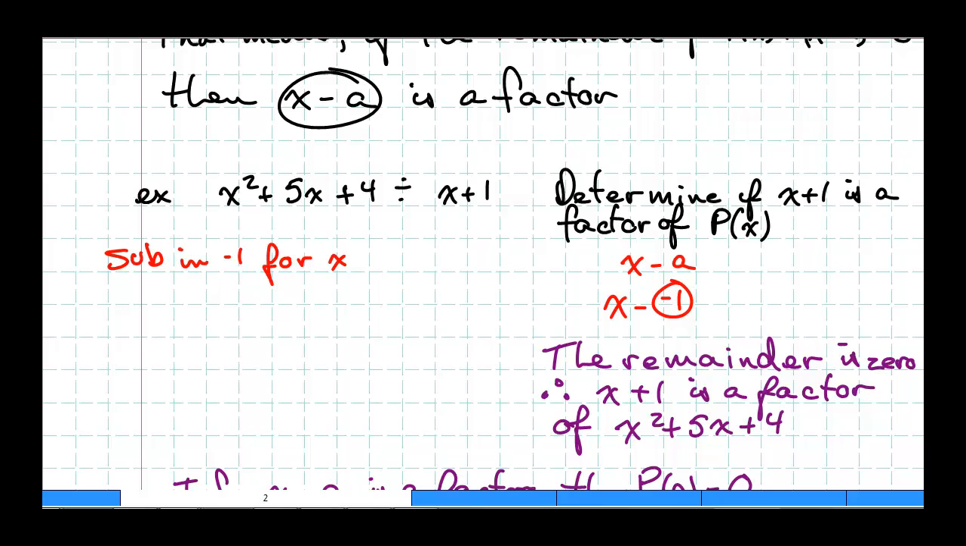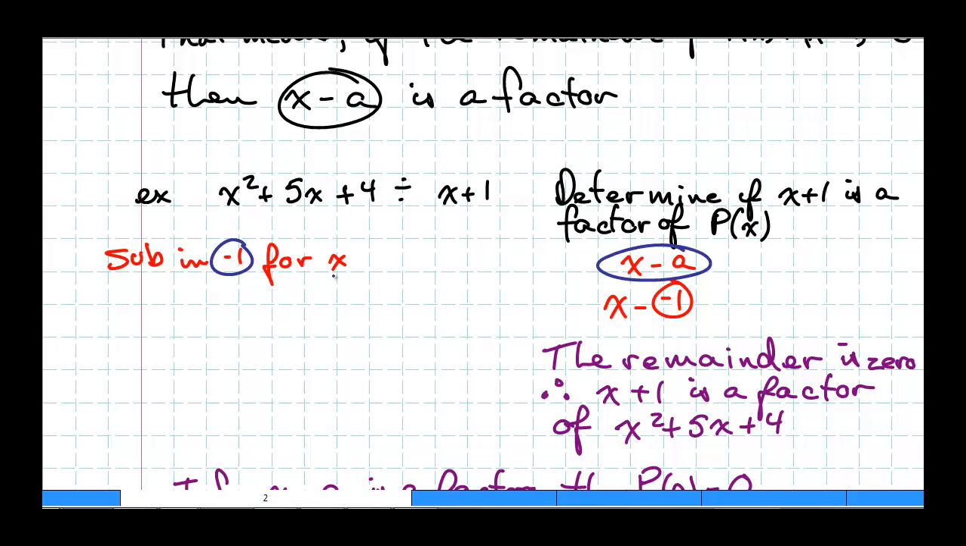So here's an example. x squared plus 5x plus 4 divided by x plus 1. Determine if x plus 1 is a factor of p of x. We test that by plugging in the a value. Like you see over here, we're always thinking in terms of x minus a. So for x plus 1, that's like saying x minus negative 1.